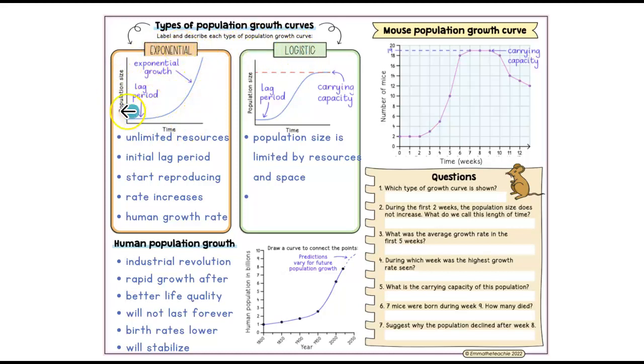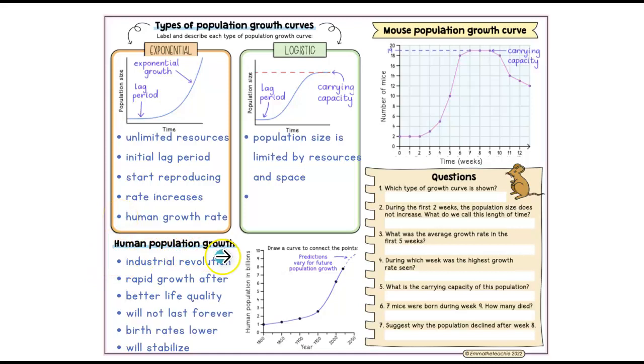We have exponential growth, where you have a lag period and then exponential growth afterwards that just goes up, up, up. This is with unlimited resources. It has the initial lag period, then they start to grow and reproduce and the rate increases. And this would be like human growth rate.